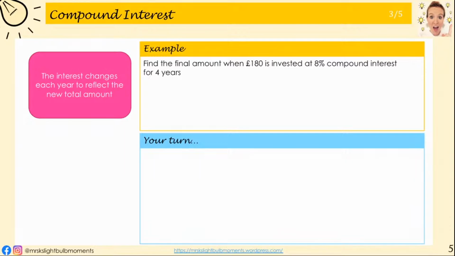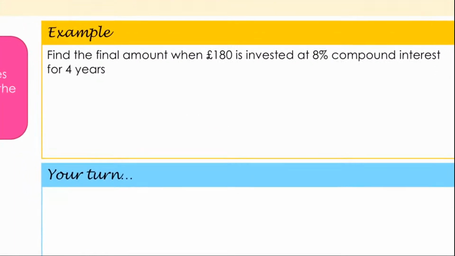Compound is the most common and would actually help you in real life. So let's have a look at the example for compound. We've got £180 and it's going to be invested at 8% compound interest for 4 years. So we start off with our £180. If it's invested at 8% compound interest, I can just increase it by 8%. I'm going to increase it by 8% each year. So that's the same as multiplying by 1.08, because remember otherwise 1.8 would be increasing by 80%.